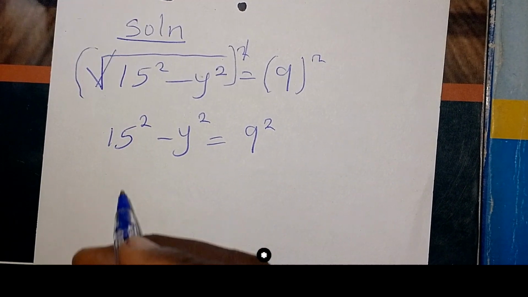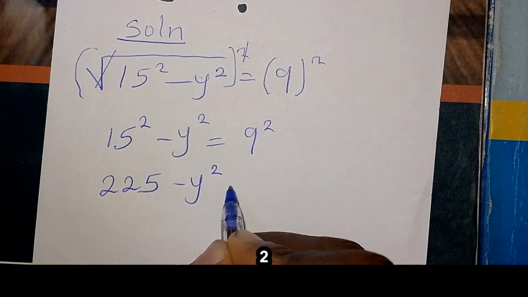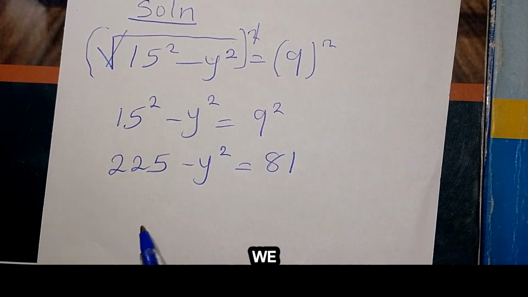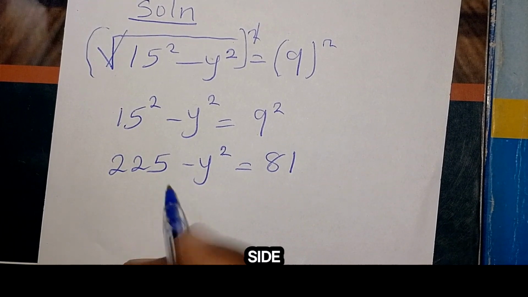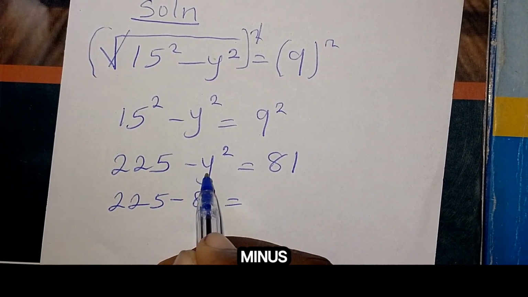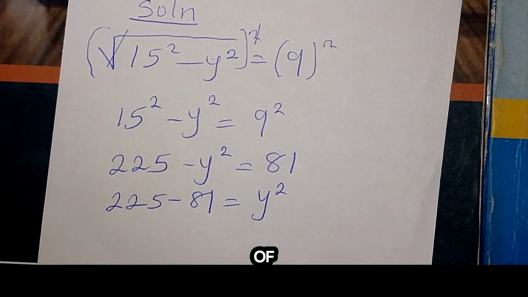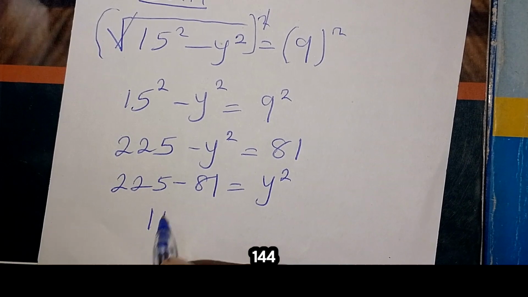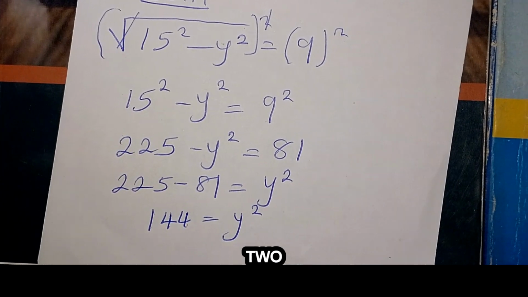So 15 times 15 is 225, minus y^2, equals 9 times 9 is 81. So we collect like terms. So this 81 will move to the left-hand side. It becomes 225 minus 81 equals minus y^2 will move to the right-hand side. So we have plus y^2. So 225 minus 81 is 144 equals y^2.